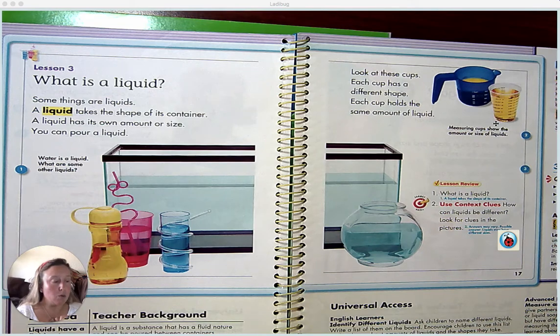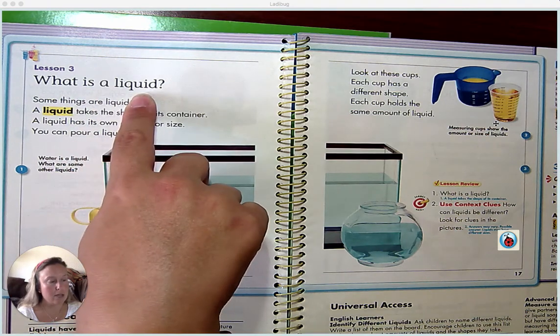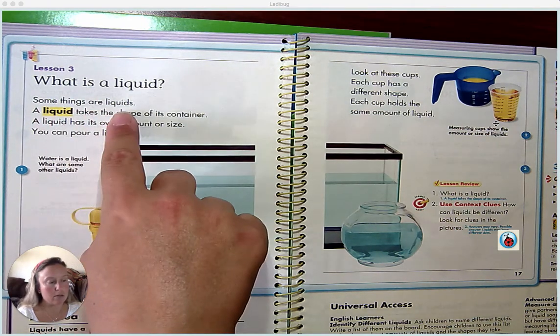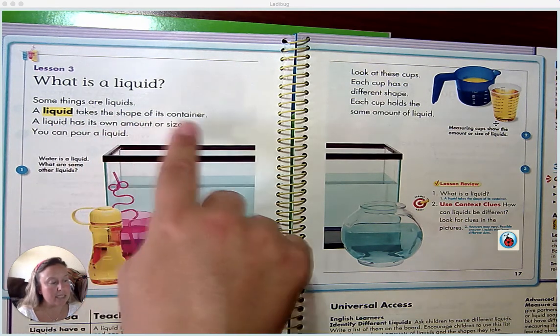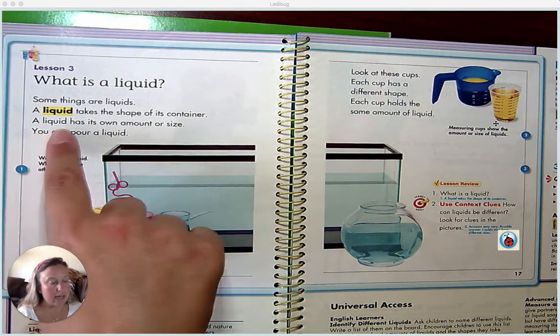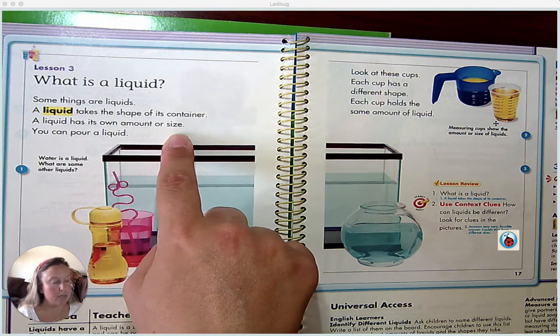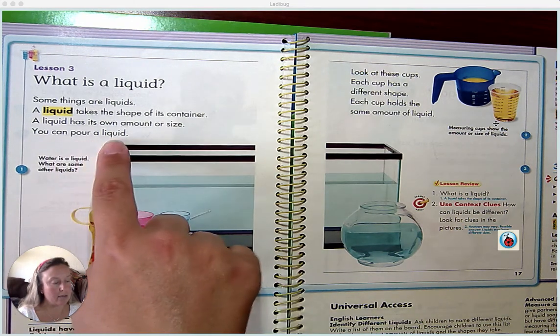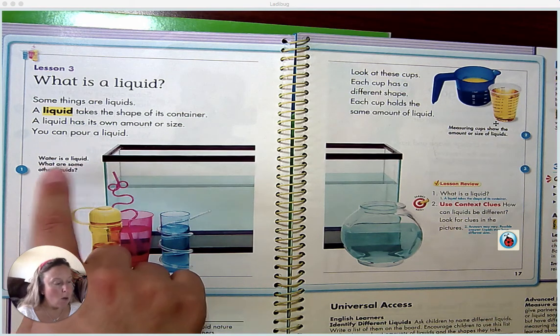Okay. So now as I read it to you, I'm not going to say the word liquid. I want you to say the word liquid out loud when I get to that part in the reading. What is a...? Some things are... takes the shape of its container. A... has its own amount or size. You can pour a... Water is a... What are some other...?